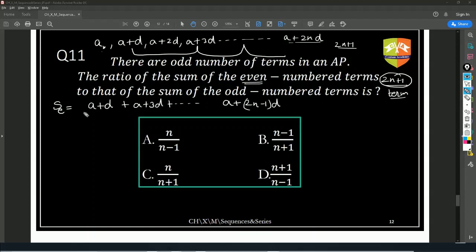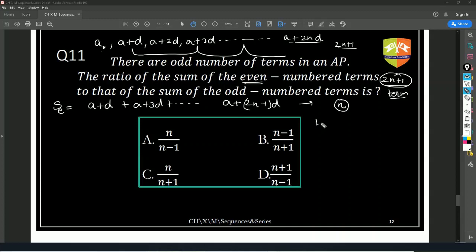Am I right? How many terms are there in even? How many terms are these? Can you tell me? So in 2N plus 1, how many terms will be even terms? Even numbered terms, so 2, 4, 6, 8, how many? N numbers are even numbered. N are even terms and N plus 1 are odd terms.